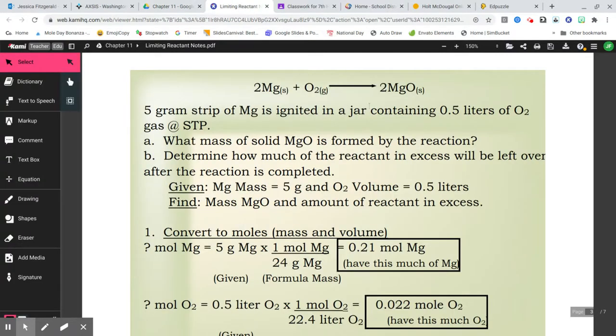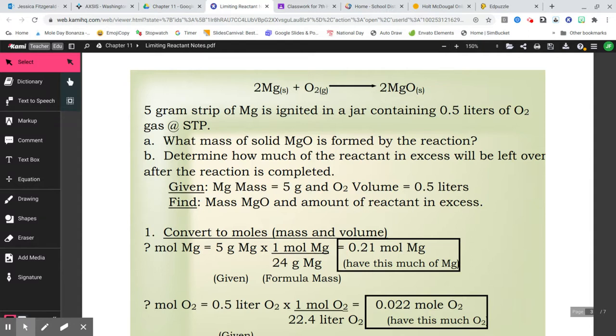So let's take a look first at our first example. So I'm giving you your balanced chemical equation where we have magnesium reacting with oxygen to produce magnesium sulfide. So we're starting with a 5-gram strip of magnesium and we ignite it in a jar. And inside that jar, we have 0.5 liters of diatomic oxygen gas at standard temperature and pressure.